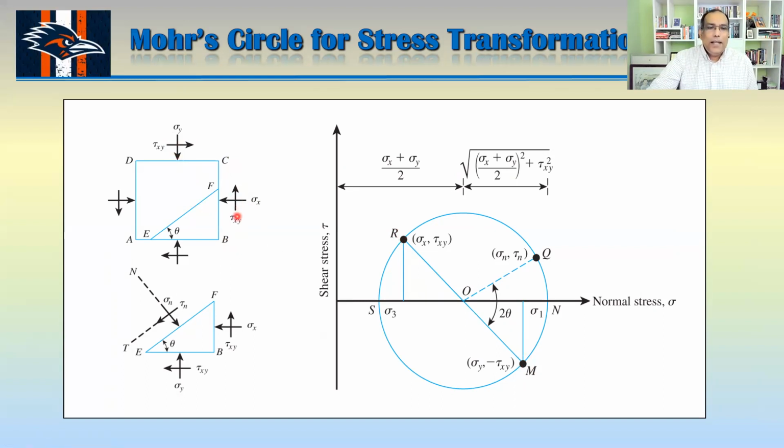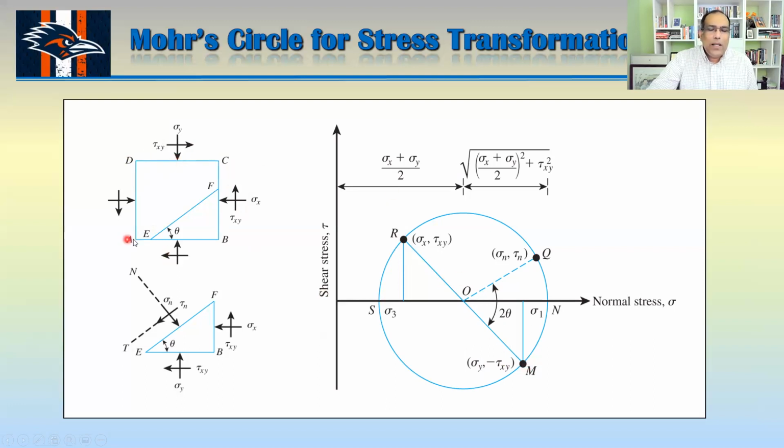Your tau xy is positive when it tries to rotate the element counterclockwise. So you can see here, this is positive tau xy and this is negative tau xy. That's the difference here. Sigma x, and this is positive tau xy. Here is sigma y with negative tau xy because it's trying to rotate clockwise. That's why it's negative. So that's basically DC, the plane here.